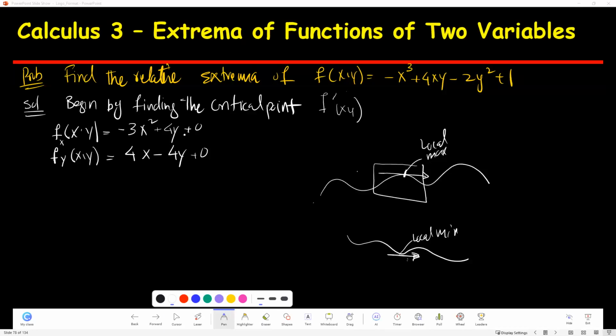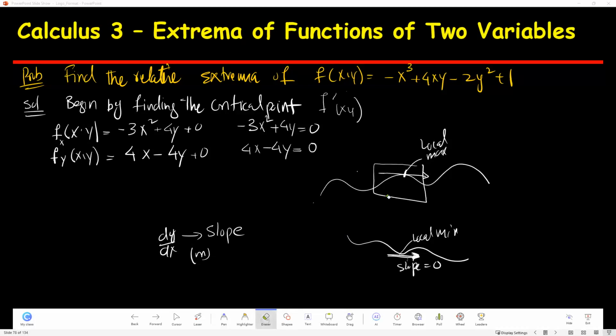Now I'm going to take these two and write them like this: minus 3x squared plus 4y equals 0. I'm going to make it equal to 0 because the derivative at these points should be 0. Remember, the derivative dy over dx is a slope, m. If the tangent is horizontal, the slope should be equal to 0. Same thing here: 4x minus 4y should be equal to 0. That's what I'm going to use to find my critical points.